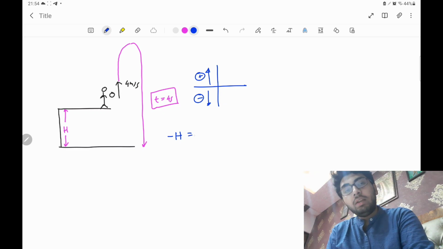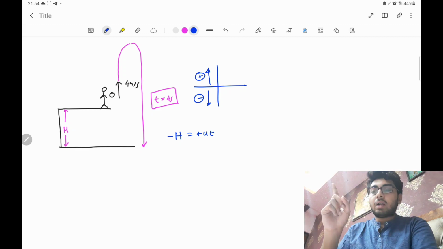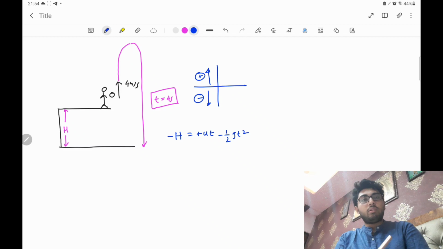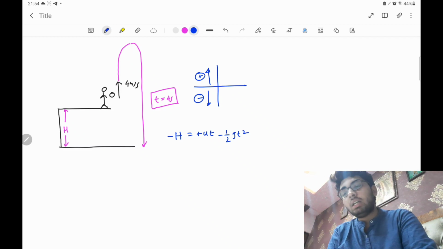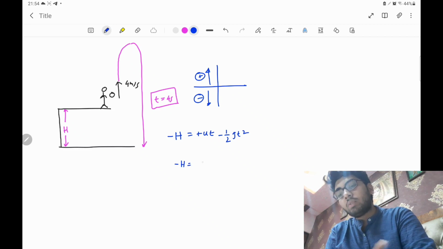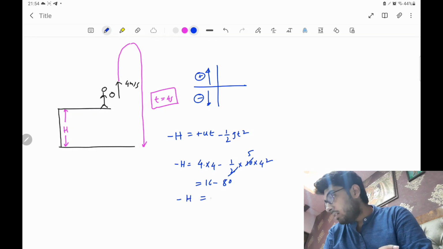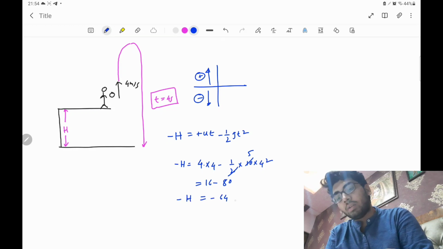Okay, that will be plus ut. Why am I using plus ut? Because the velocity of the particle is upward, minus half gt square, and that should be your equation. And now you just put the values, and you will get the answer. So it is nothing but 4 multiplied by 4 into half into g is 10, and this is 4 square. So this is coming out to be 16, so this is 80. So h is coming out to be exactly 64 meter.